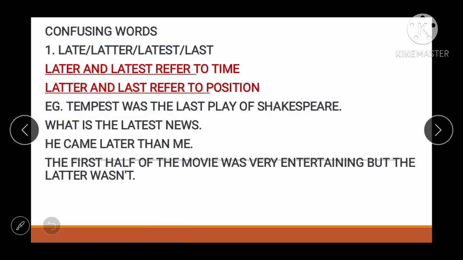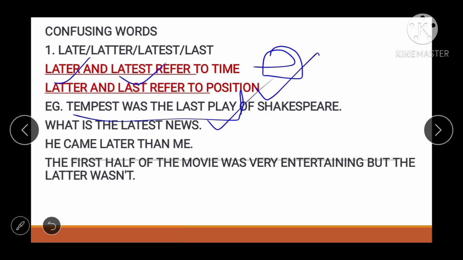Now moving towards the next slide. See friend, there are some confusing words; yesterday's class too we read about it. Now some more are there: late, latter, latest, last. What is the difference? It's a little bit confusing. Let's see. Later and latest refer to time. Later and latest denote time. And latter and last refer to position. Now let's see an example and make it more clear. Tempest was the last play of Shakespeare. It's a play, a book, and it's the last. In this sense we use last.